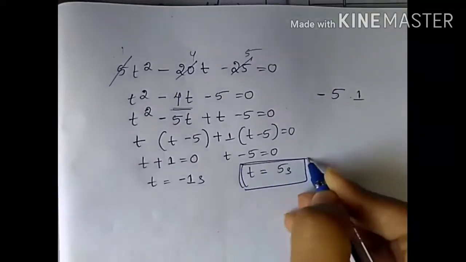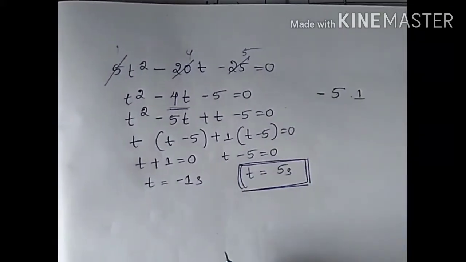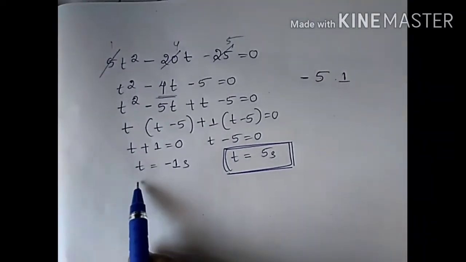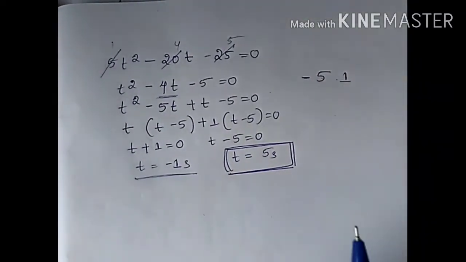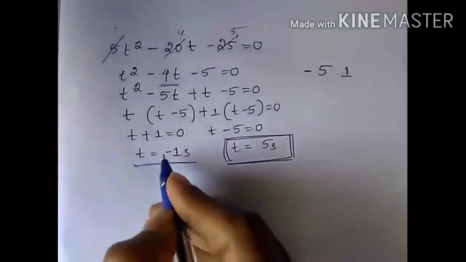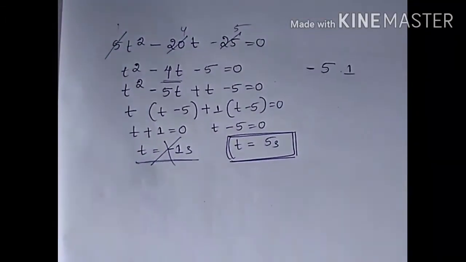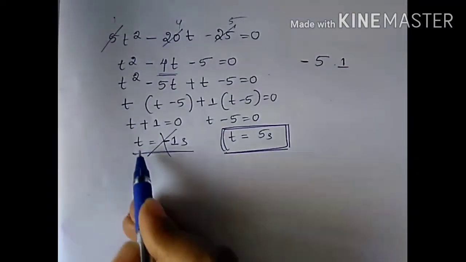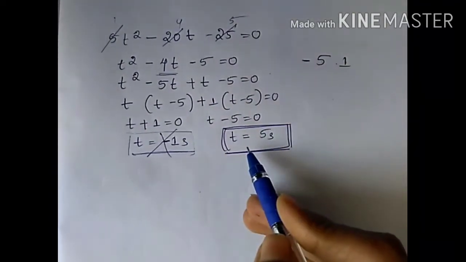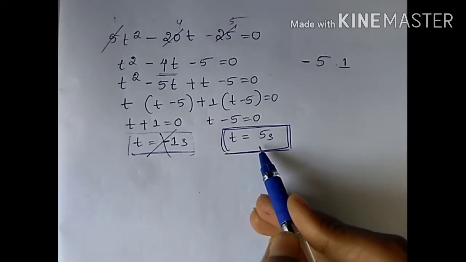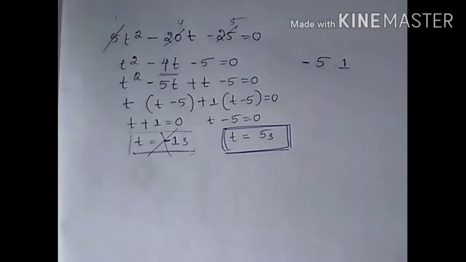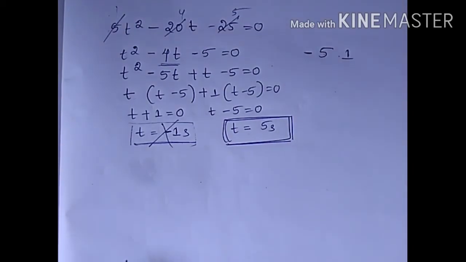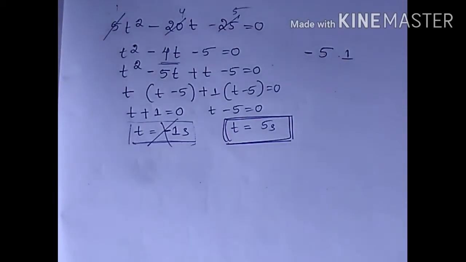This is the time taken for the body to hit the ground. You cannot use t equals minus 1 seconds, because time cannot be negative. So the required value of t is 5 seconds. The ball will take 5 seconds to hit the ground.